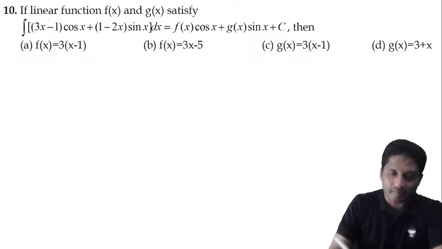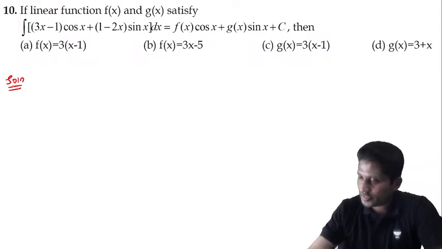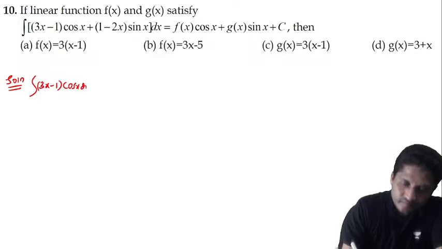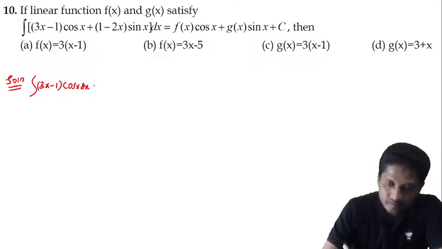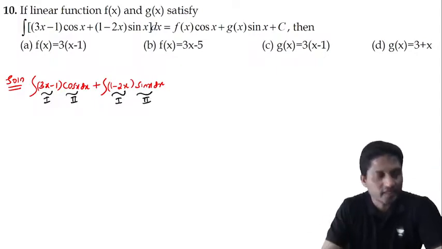Okay, it's a question on integration by parts. For a linear function satisfying this, which of the following is true? Right, now if I separate this, the integral of 3x minus 1 into cos x, plus the integral of 1 minus 2x into sin x dx. Let us use by parts. This will be the first function, this will be the second function. Again, this will be first, this will be second.